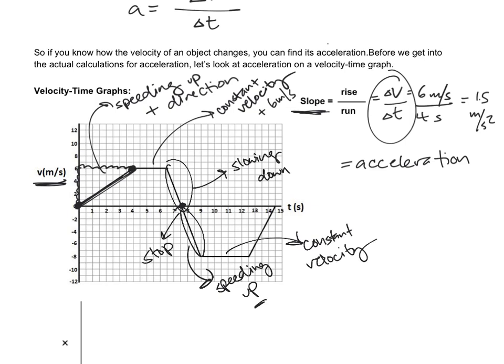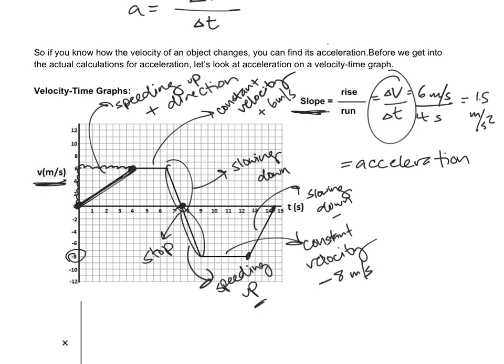Constant velocity, and that constant velocity is negative 8 meters per second. So we're moving in the negative direction now. Negative 8 meters per second. And then this last little piece goes from negative 8 to 0. So we are slowing down all the way to a stop, but still moving in the negative direction.